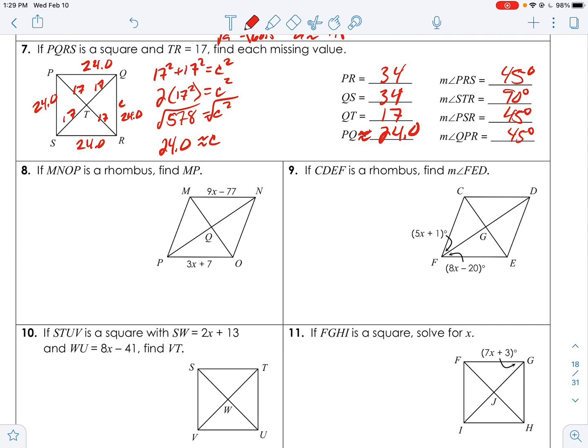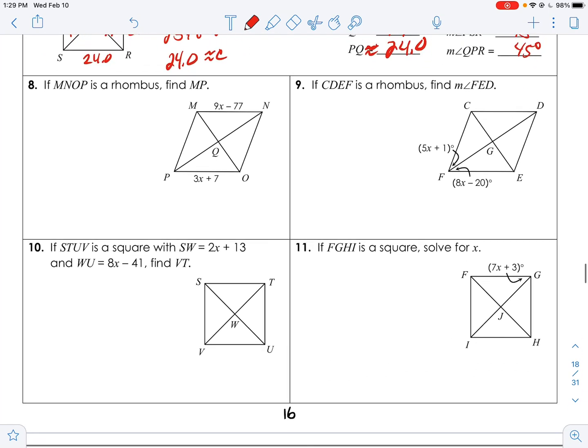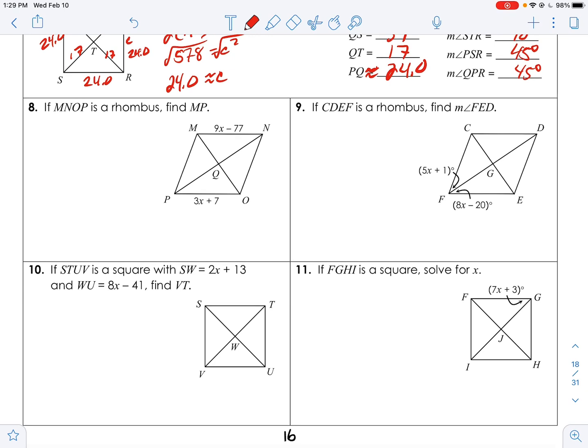If MNOP is a rhombus, find MP. So we got 2 rhombus questions and 2 square questions left in the section. I'll do one, you do one, then C. So we just have to find MP. We're throwing in the algebra. The MP is this one.